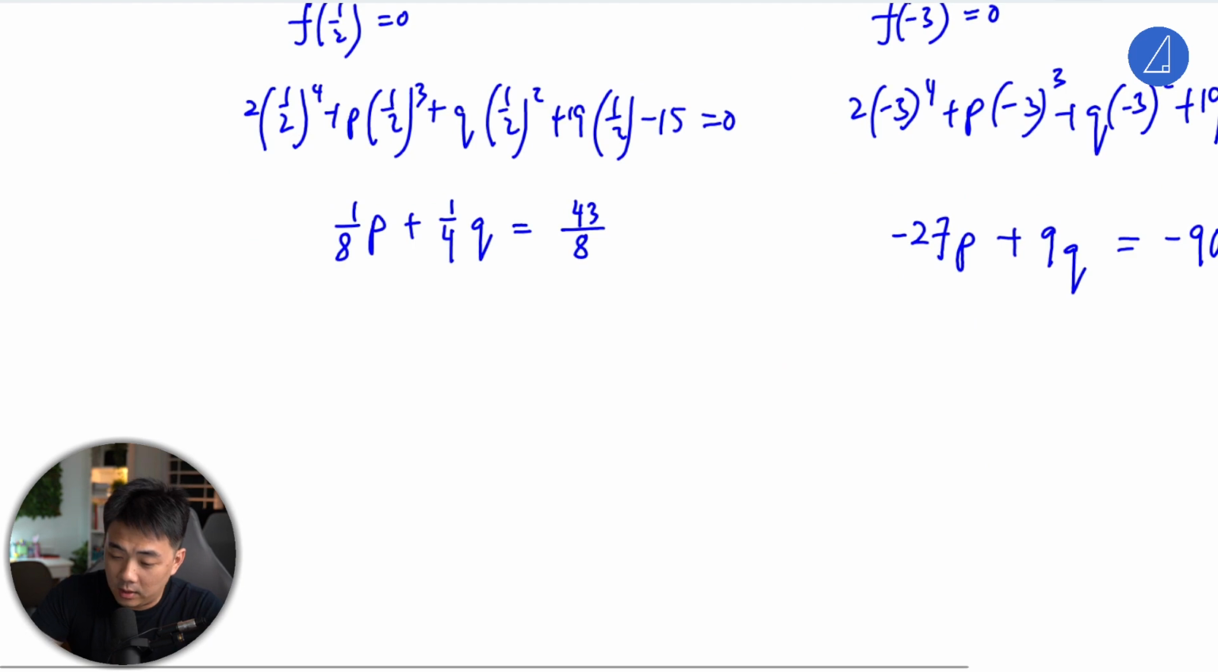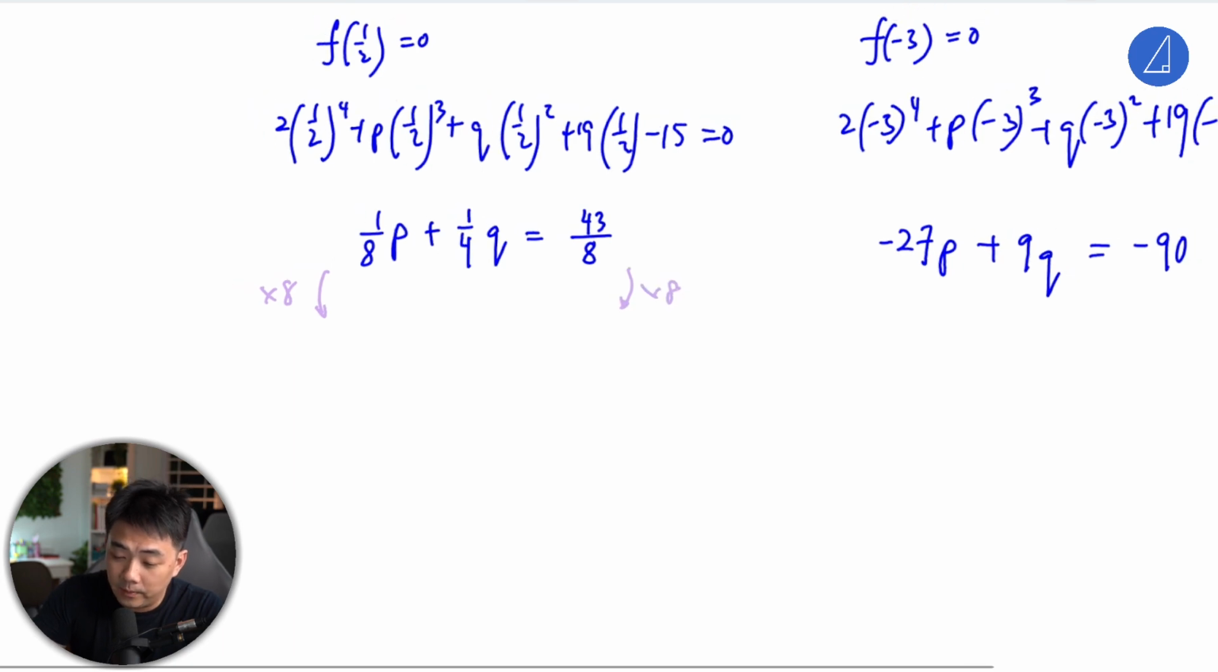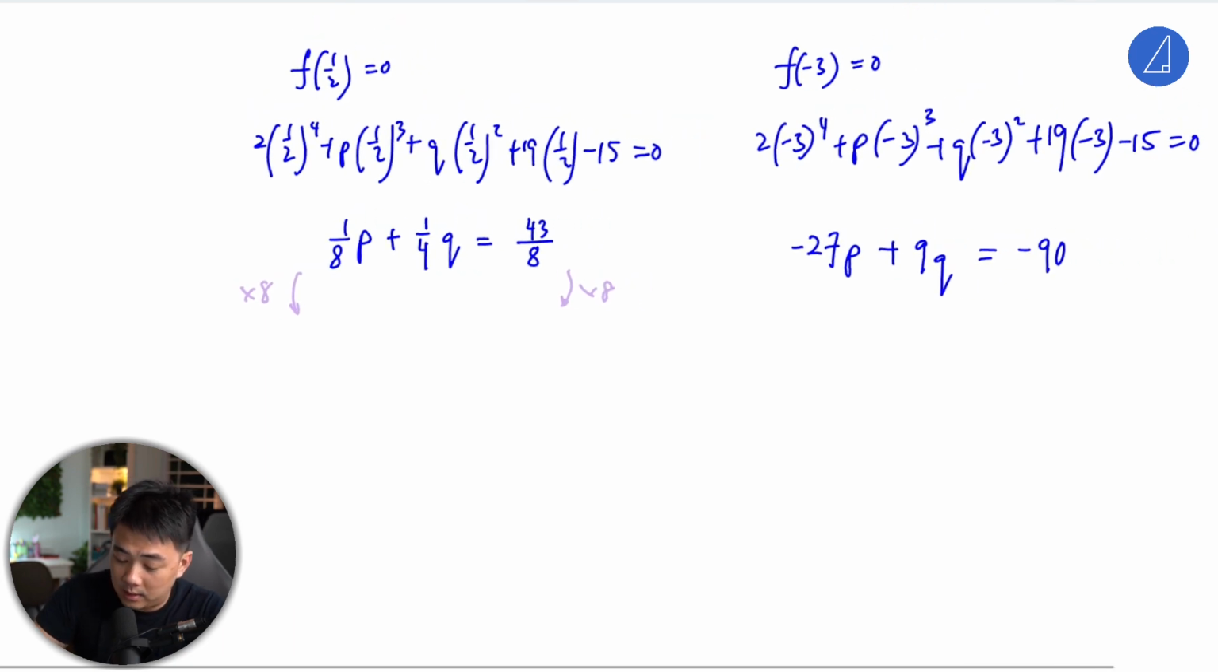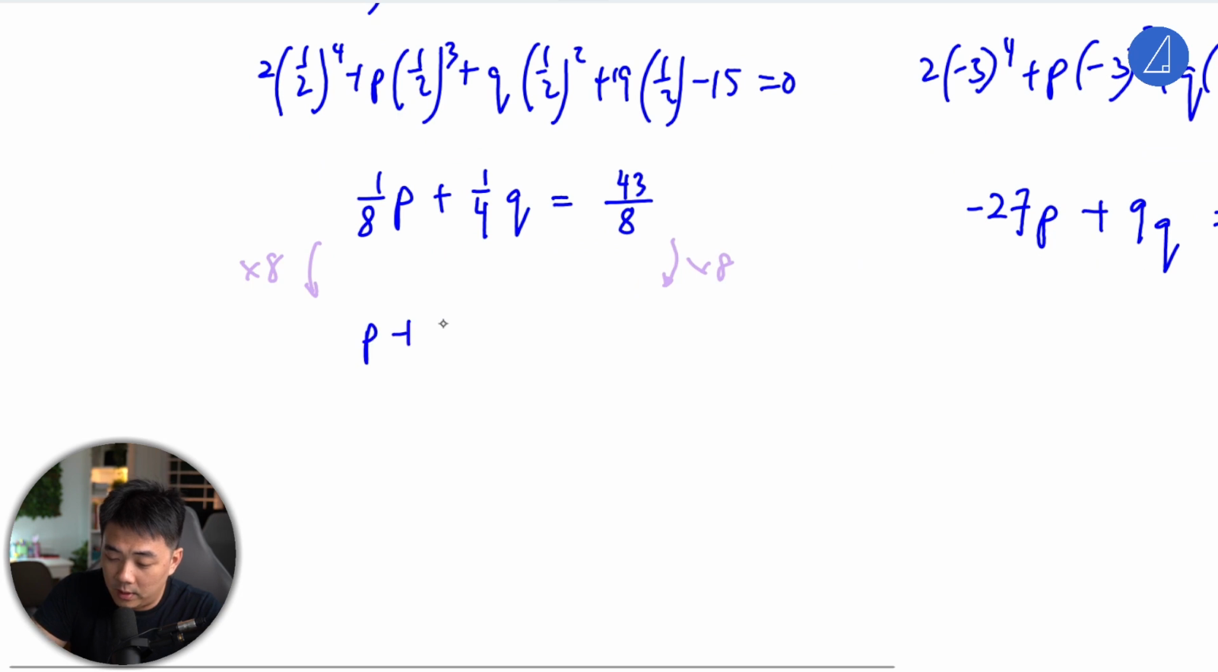plus 19(negative 3) minus 15 equals 0. So just by keying the calculator, we get these two expressions here. I'm going to multiply by 8 because I see that there's 8 here, to get rid of the denominator. Then in this case, what I'll get is p plus 2q equals 43.